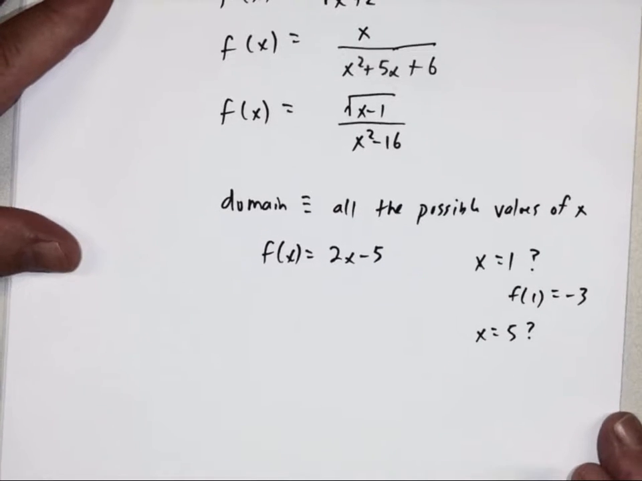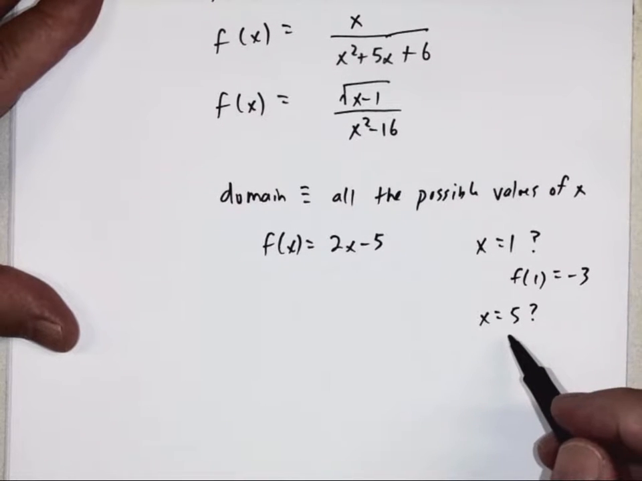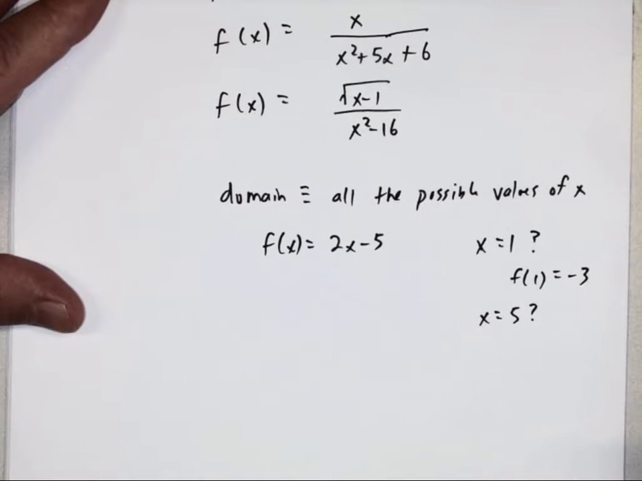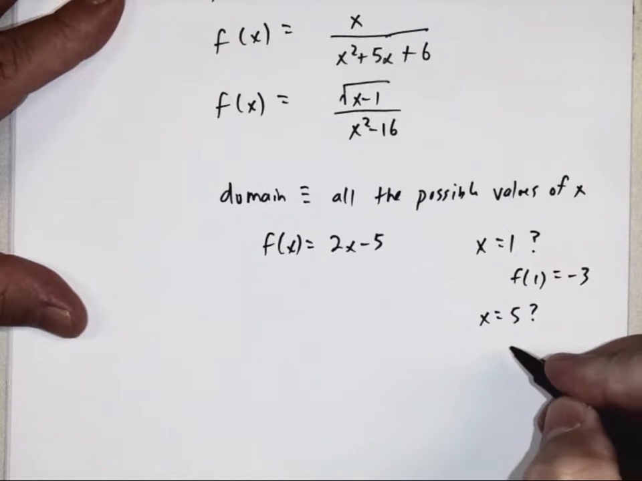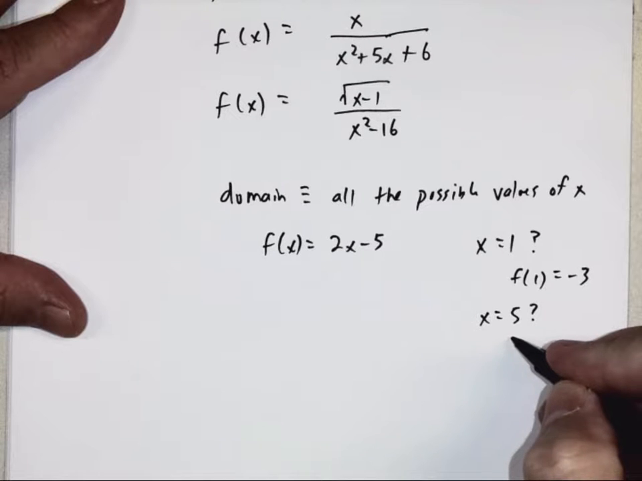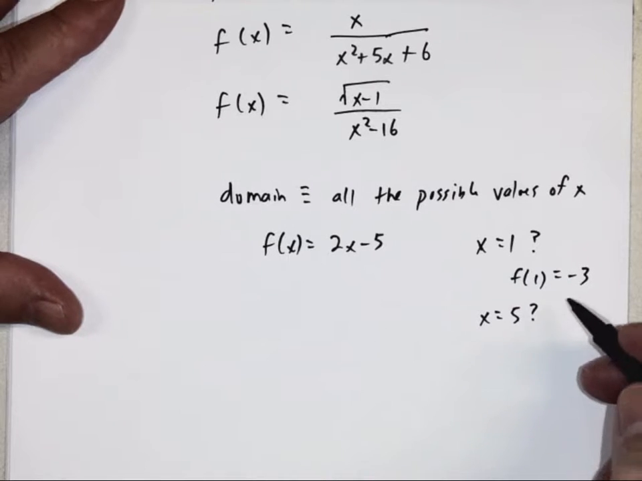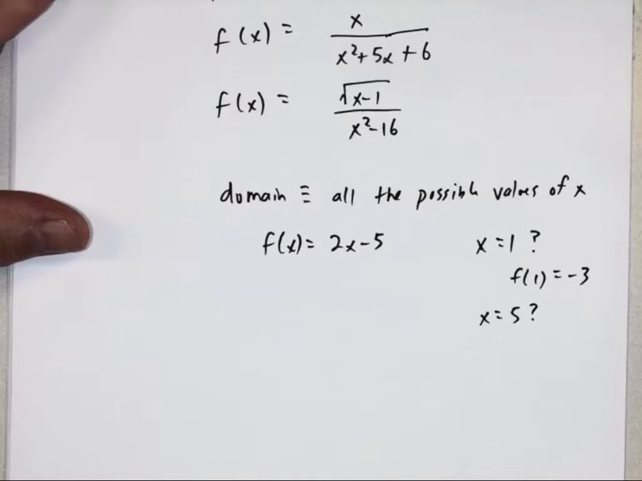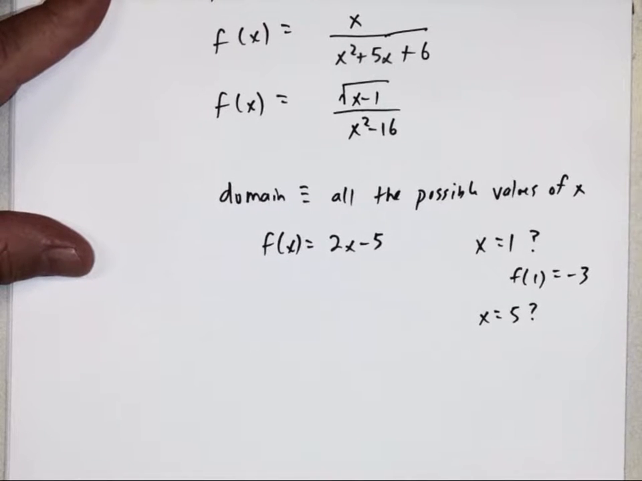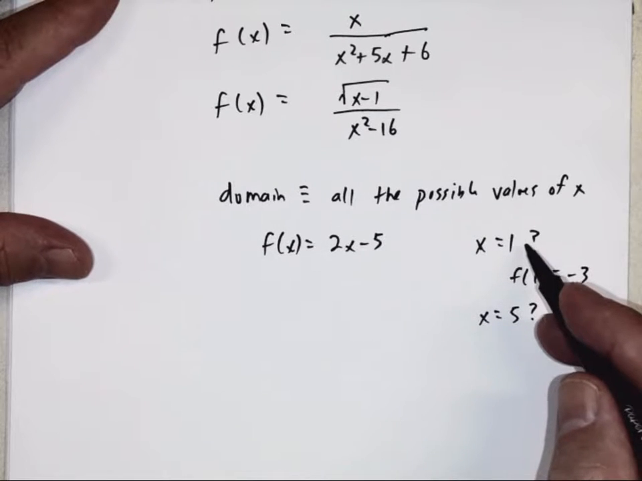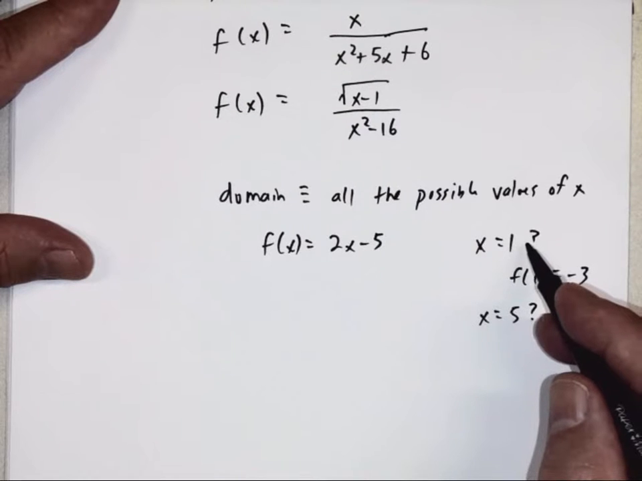How about, is it okay for x to equal 5? In other words, can I plug in 5 for the x and have my function be okay? Now I agree, even asking the question is sort of strange, because yes, if I plug in 5 for x, I get 10 minus 5. The function is 5. That's perfectly fine. And you may be thinking to yourself, this is sort of a strange concept.